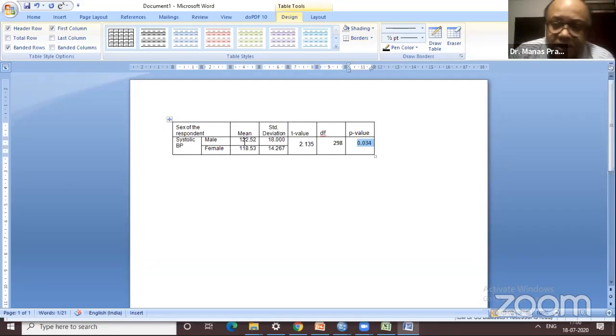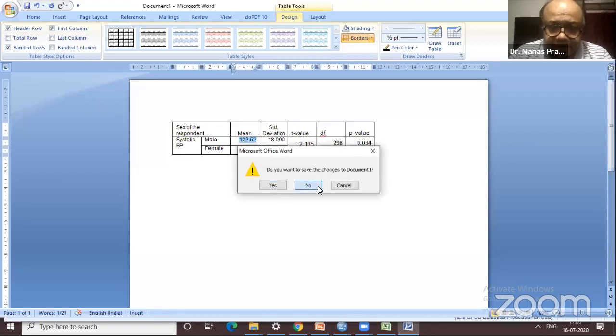That means the null hypothesis is rejected and it is true that the two are not equal. That means male systolic blood pressure is more than female systolic blood pressure. As mentioned, in the sample we see that the mean systolic blood pressure of males is more than females. Then we can conclude that in the population also, male systolic blood pressure is more than females. Okay. So let us go to the next.